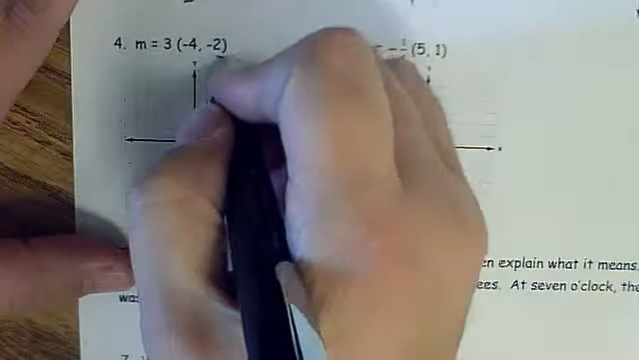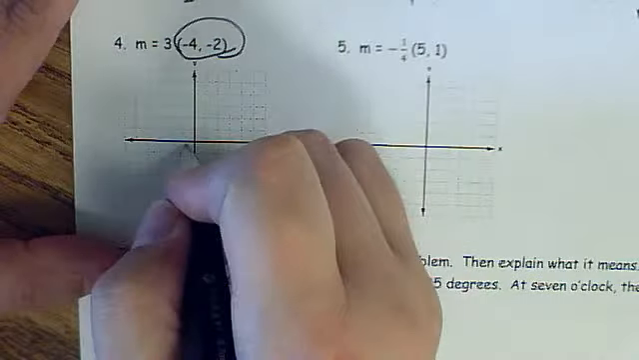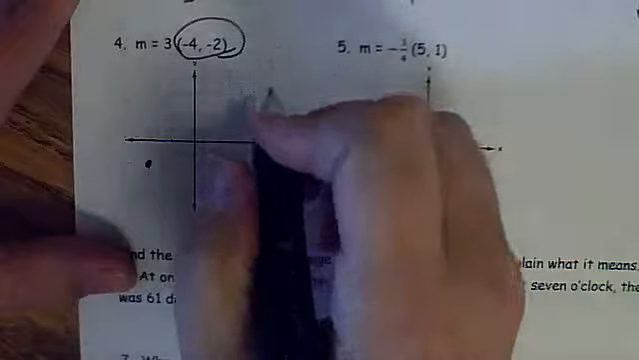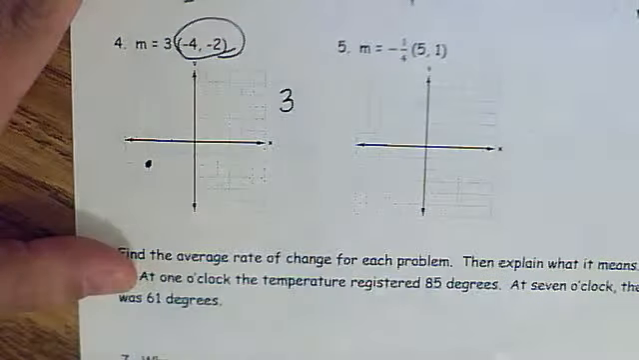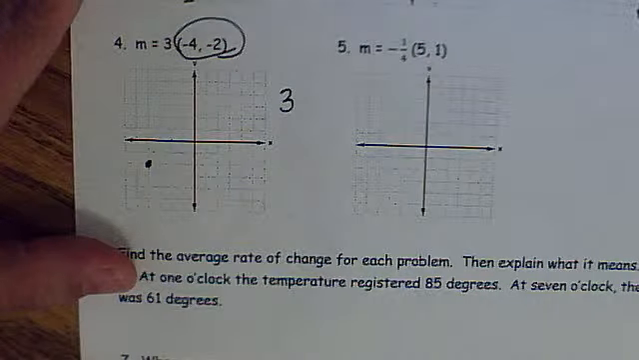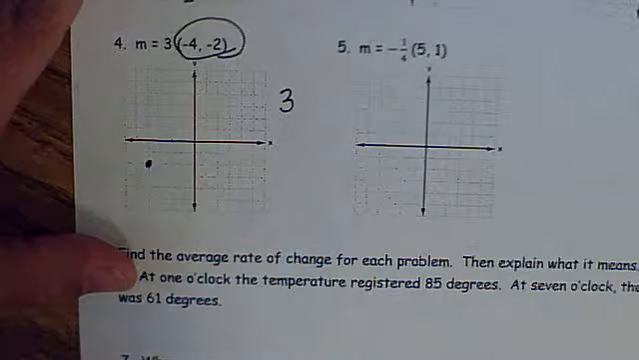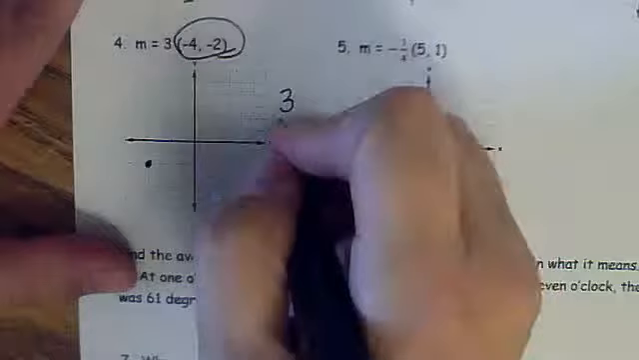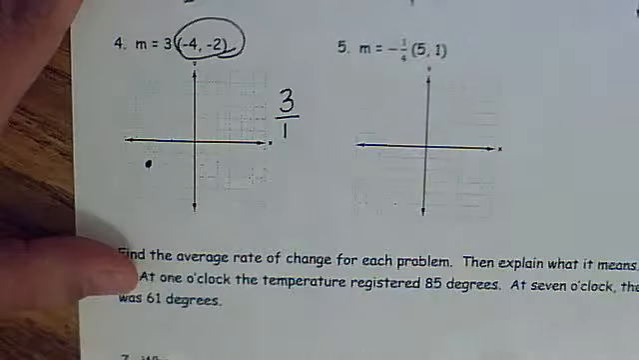So just like every time, we plot that point, -4, -2. It's right there. This time our m only has one number. It only has a 3, so it's a whole number 3. So you have to think, what number goes on the bottom of a whole number? When there's no denominator, you put a 1.